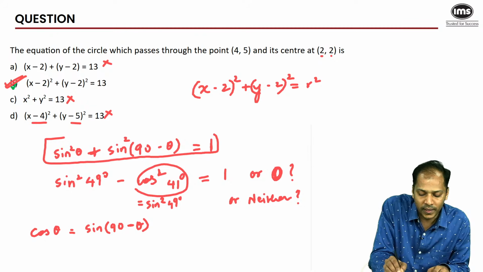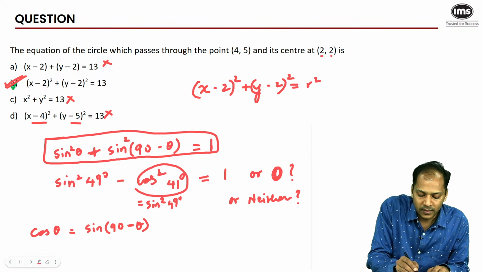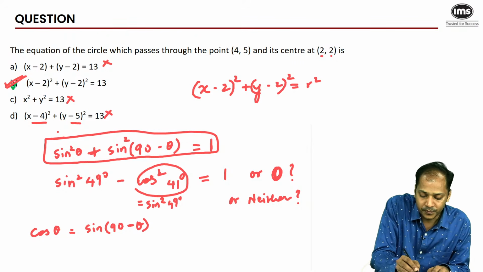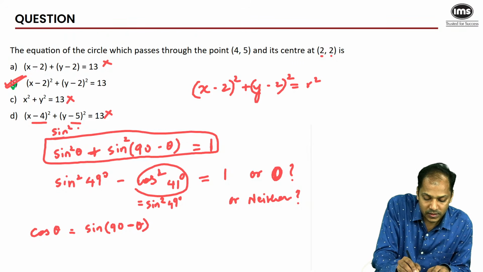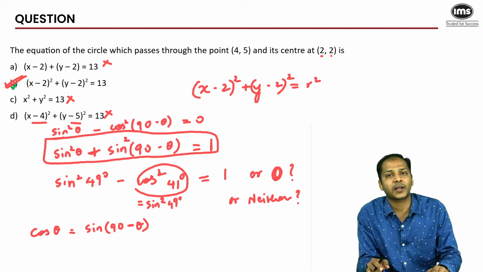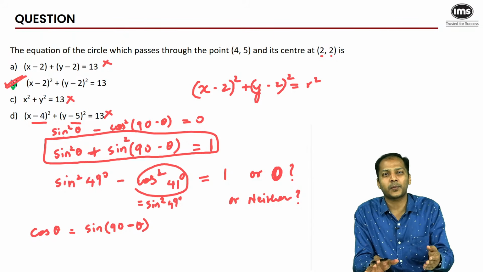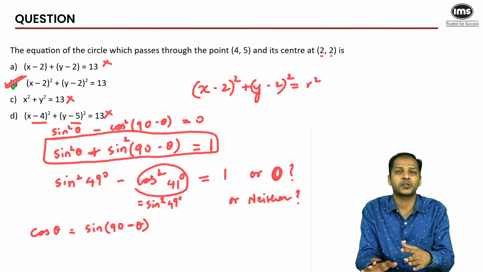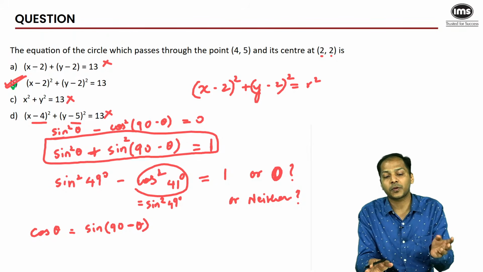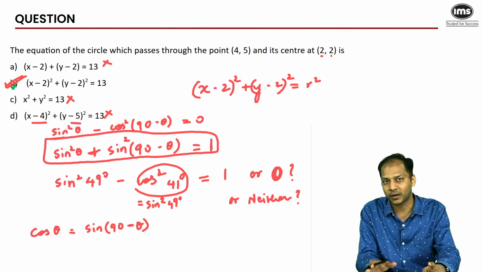Many times you get direct questions on this property also. So this, and sine square theta minus cos square 90 minus theta is equal to 0, because these two things are actually equal. Okay, so you could get questions based on basic properties of trigonometry, the values of the angles. Here they purposely use angles for which you don't know the trigonometric ratios.